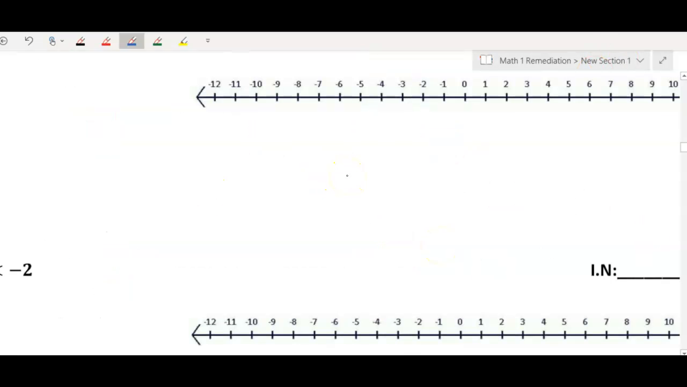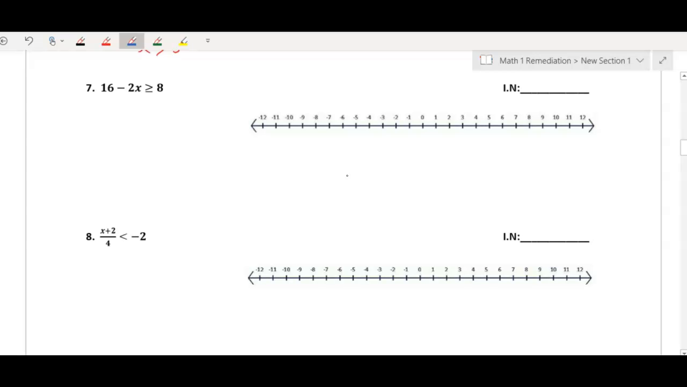So in the next example, right? First thing I'm going to do is get x by itself. This is a little trickier. Now, I know I have to get rid of 16. Since 16 is positive, I'm going to go ahead and subtract it, right? That's going to give me negative 2x is greater than or equal to negative 8. A lot of people will forget to bring down negative 2x.